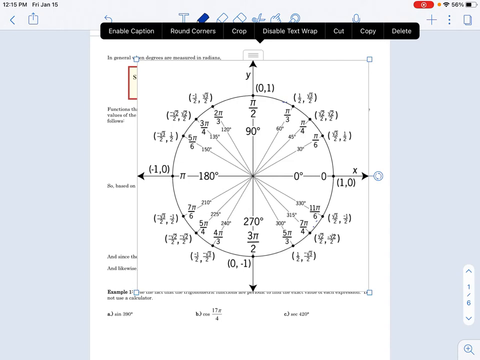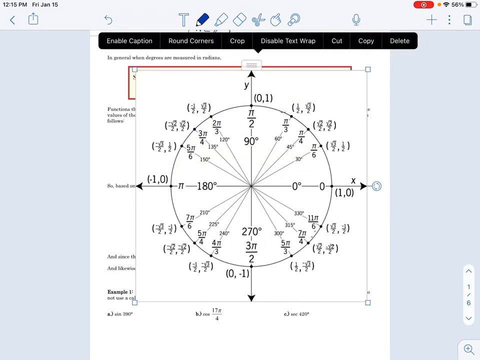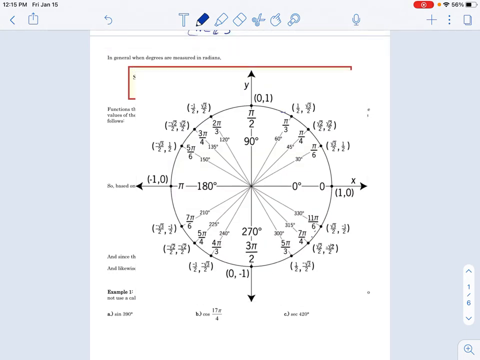All right, so if I'm just looking at sine, I'm going to look at my y's, okay? So let me start here. I have 0, it goes to 1/2, root 2 over 2, then root 3 over 2, then 1, then a positive root 3 over 2, root 2 over 2, 1/2, 0. And we keep going on.